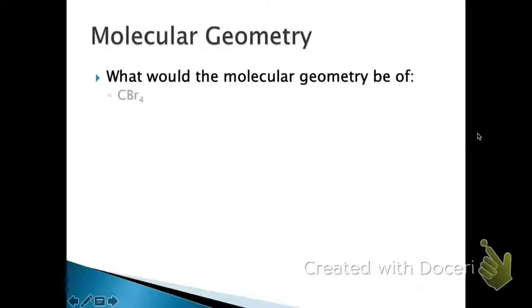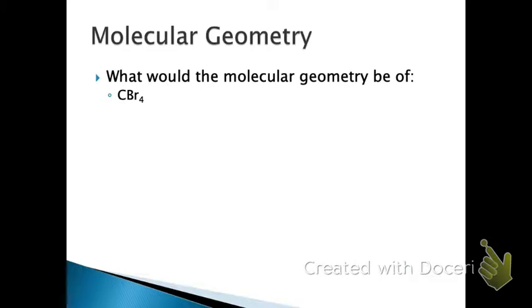Let's look at another one. CBr4, I think, is our next one. CBr4. Let me fix something here real quick. So my Lewis structure here.